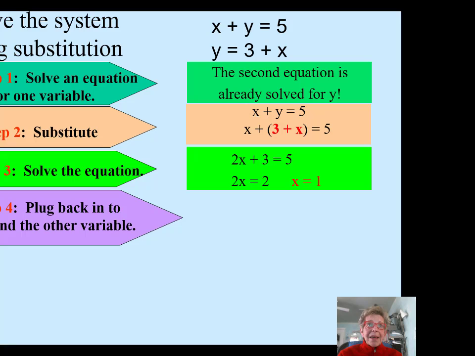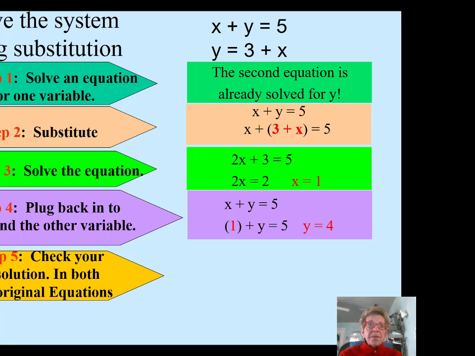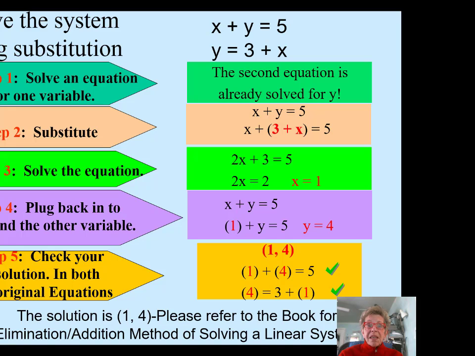Next, I'm going to plug that 1 back into the other equation to solve for y. Actually, you can plug it into either equation. When I plug that into x + y = 5, that gives me 1 + y = 5, and y would equal 4. Check my solution in both original equations. The (1, 4) is my intersecting point, and I'm going to plug that into x + y = 5. So that gives me 1 + 4 = 5, and that's true. Then I'll plug it in the other equation, 4 = 3 + 1. That does check, and that makes this a consistent system with one point of intersection.